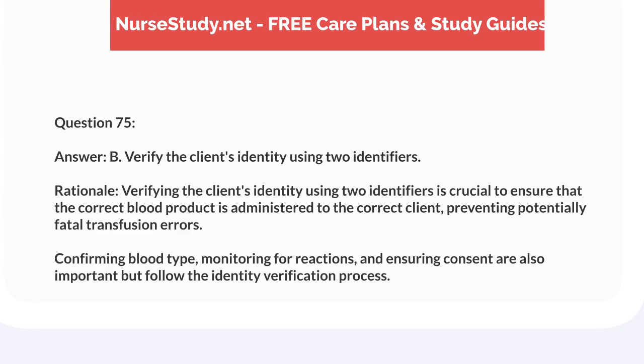Rationale: verifying the client's identity using two identifiers is crucial to ensure that the correct blood product is administered to the correct client, preventing potentially fatal transfusion errors. Confirming blood type, monitoring for reactions, and ensuring consent are also important but follow the identity verification process.